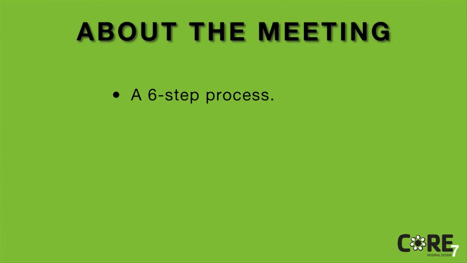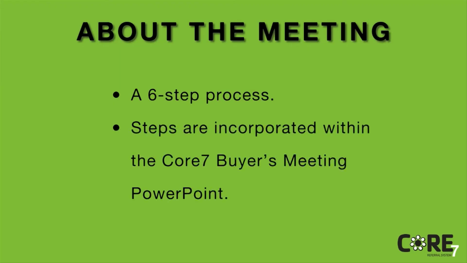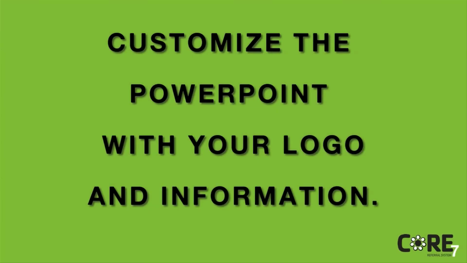There are 6 steps in the buyer's meeting. Most are incorporated within the Core 7 Buyer's Meeting PowerPoint, so you can easily control the flow of the meeting and check in with the buyer by asking, "Does that make sense?" or "Do you have any questions?" as you move from one slide to the next. A copy of this PowerPoint presentation is available in the Core 7 Resource Center. I use this presentation with every client I speak with. Customize it as needed with your logo and specific information.